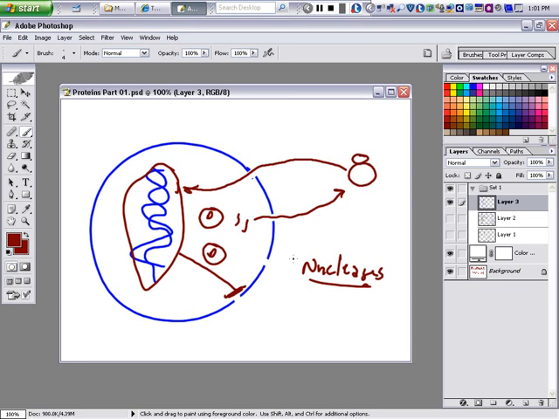Everybody okay with this? Where proteins come from. Okay, excellent. You all are. Let's talk about some different types of proteins.